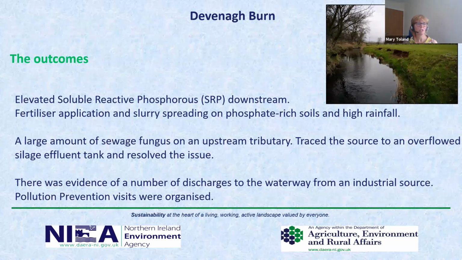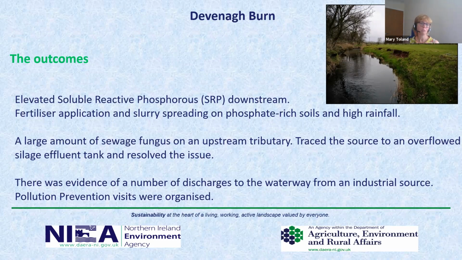There was a large amount of sewage fungus on a tributary upstream, and that was sourced to an overflowed silage effluent tank. So the water quality inspector was able to go and resolve the issue on site that day. There was also evidence of a number of discharges to the waterway from an industrial source. So we are also able then to get our pollution prevention team out to investigate that.